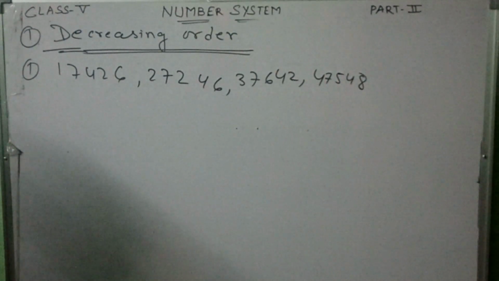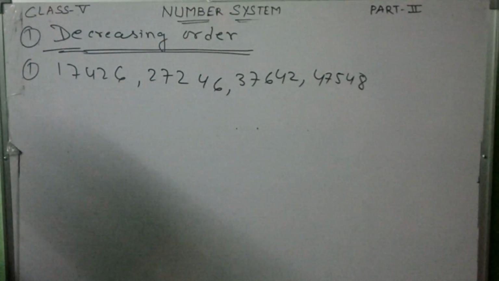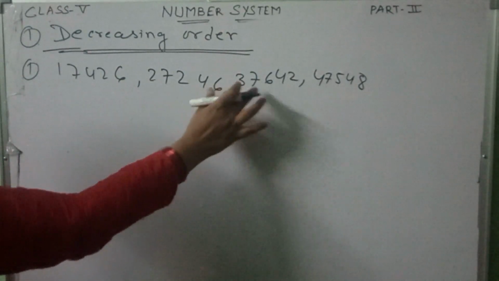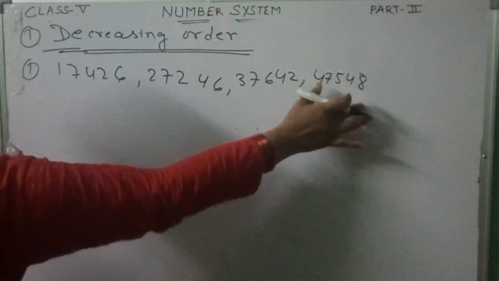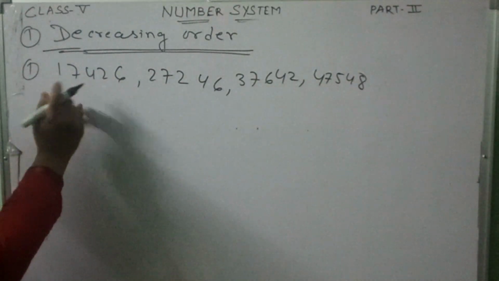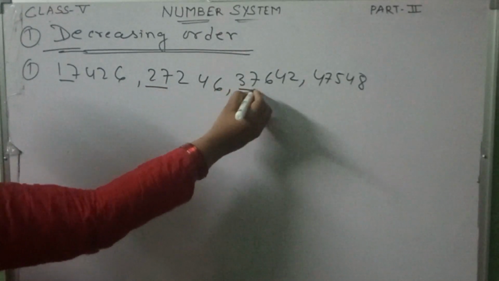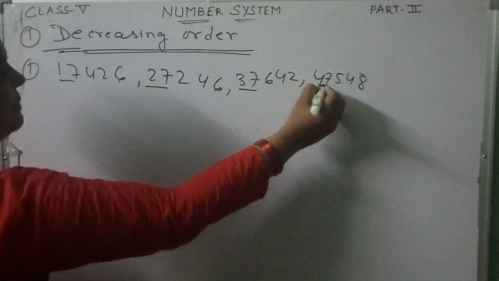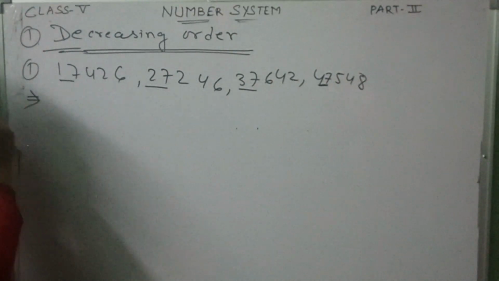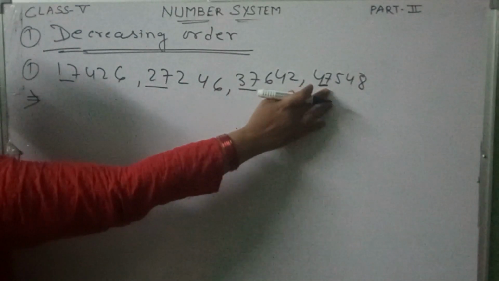First we have to check whether all the digits are the same or not. 1, 2, 3, 4, 5, all are 5 digit numbers. So we have to check the thousands values. Here 17,000, this one is 27,000, this one is 37,000 and this one is 47,000. So first we have to write the largest number. Which one is the largest? 47 is the largest.